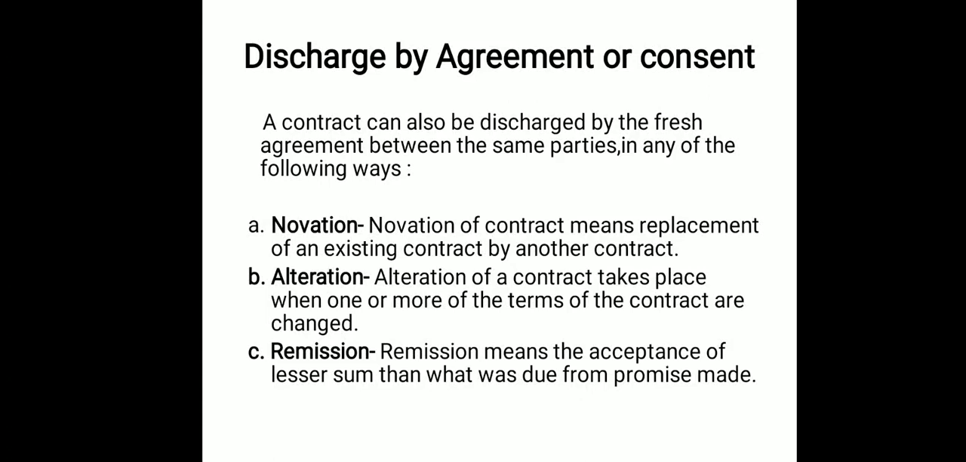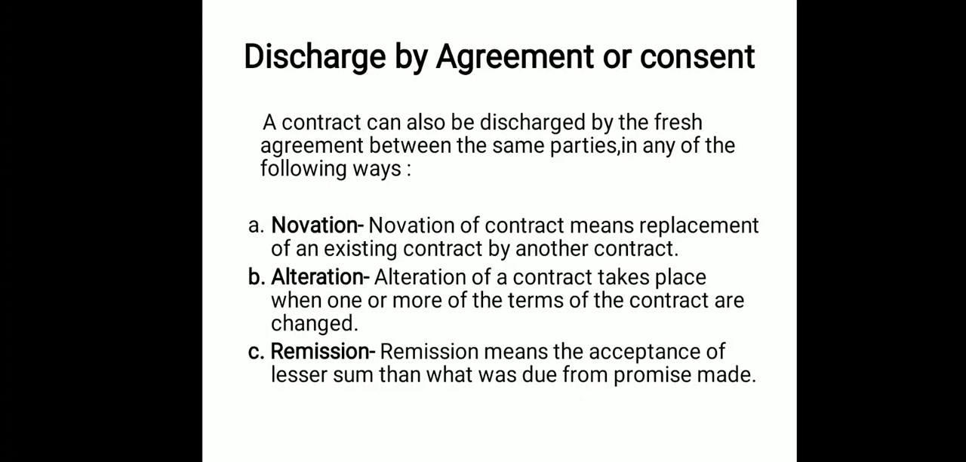Suppose, just take one more example. A agreed with B to supply 100 television sets at a certain price by the end of October. After some time A and B mutually agreed that the supply can be made by the end of November. So this is what alteration is. In this example they have altered the time of delivery. Now, next we have remission.